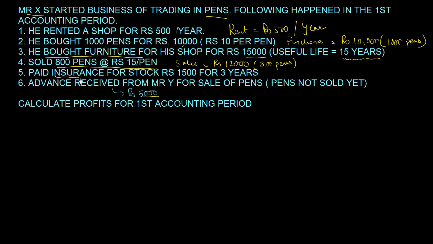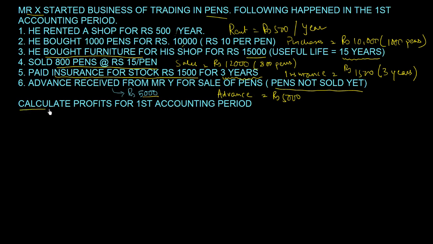And he paid insurance for stock for rupees 1500 for 3 years. So insurance is 1500 for 3 years. And finally he received an advance from Mr. Y for sale of pens, rupees 5,000, but the sale has not been effected yet. Pens are not sold yet. So we are required to calculate profits for the first accounting period.